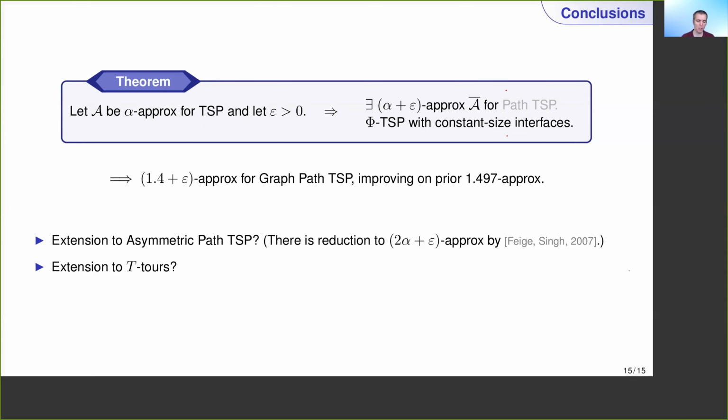So many open questions, like we could try to extend such results to the asymmetric version of path TSP. There's already a reduction known, but then one loses a factor of 2. And another extension would be to try to extend those results to so-called T-tours.